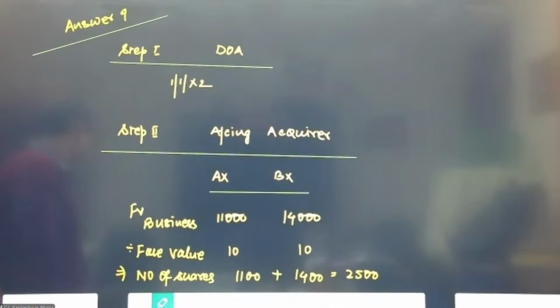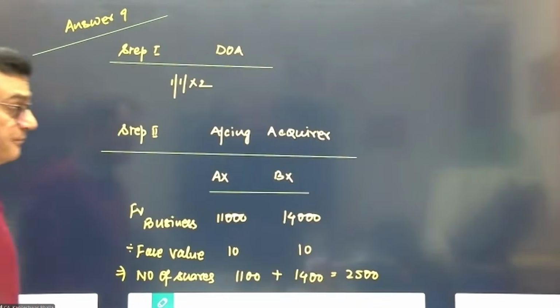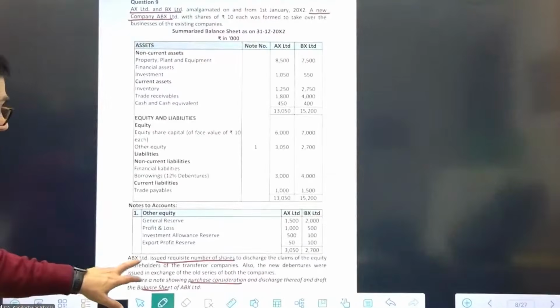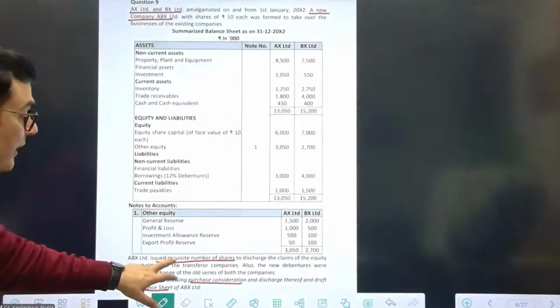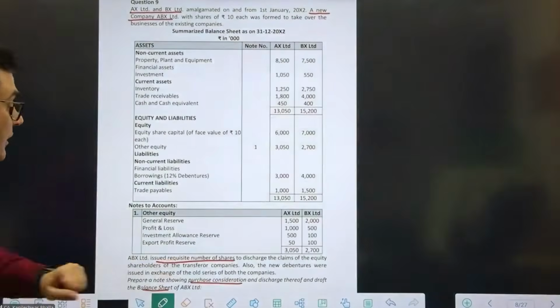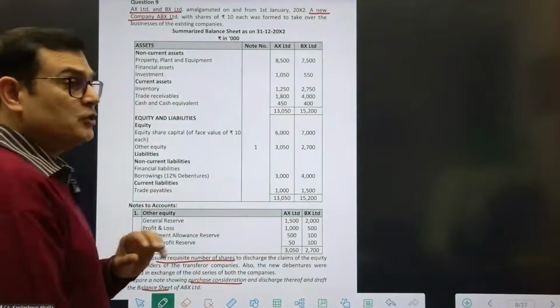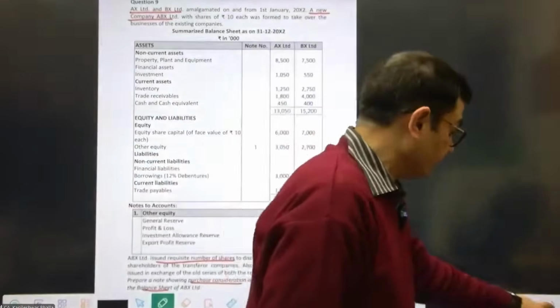And let me also connect a small dot further out here. We are given that ABX will issue the requisite number of shares to discharge the claims of the equity shareholders. Requisite number of shares would mean, based on the fair value of the shares, you will issue 1400 and 1100 shares to the shareholders.